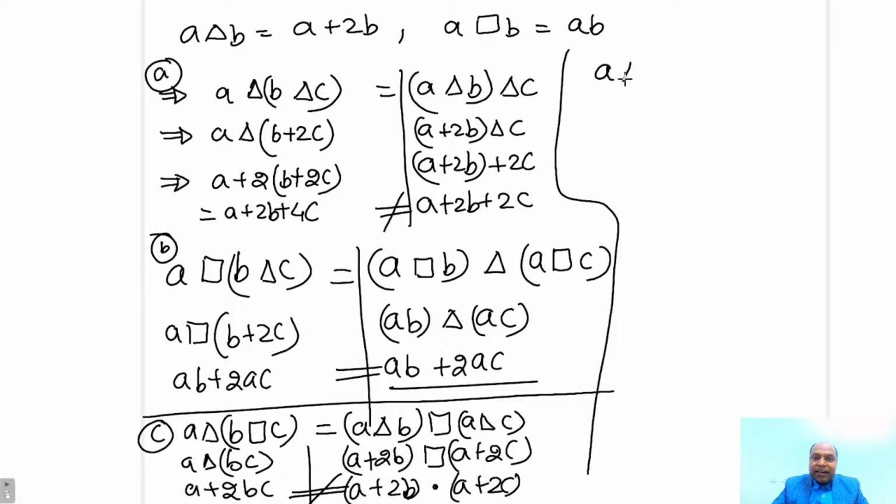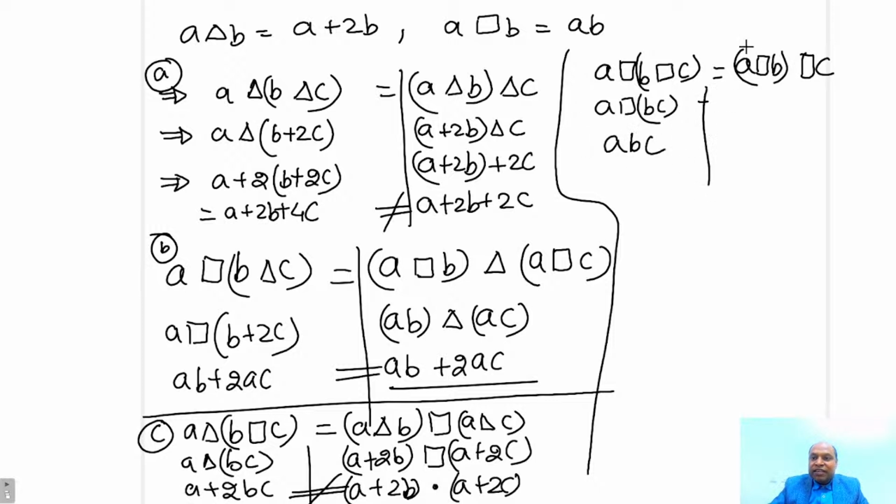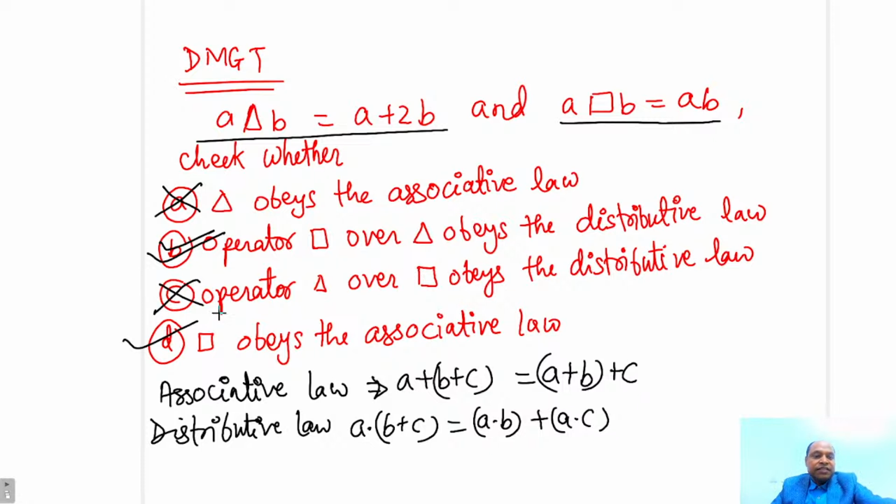Next, try to solve option D. Option D says that A square B square C. Let's try to check. That will be equal to A square B square C. So this is A square BC. From here I'll identify ABC. So again I'll identify AB square C. Now again I'll identify ABC. So both are correct. So this is option D. Now previous slide. Yes, this is correct. So now from here I'll get options B and D both are correct. So now this is our correct answer.